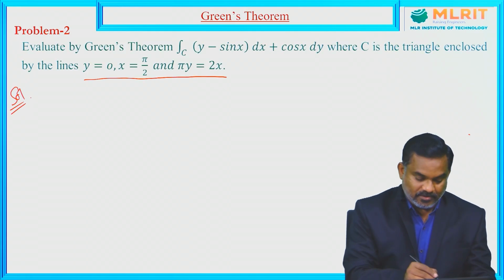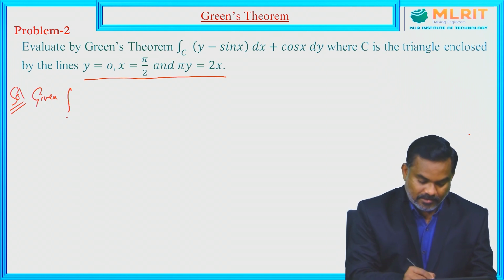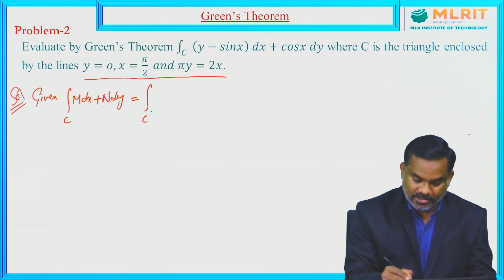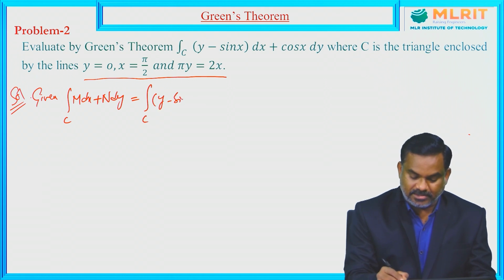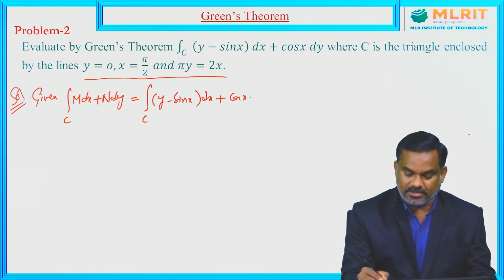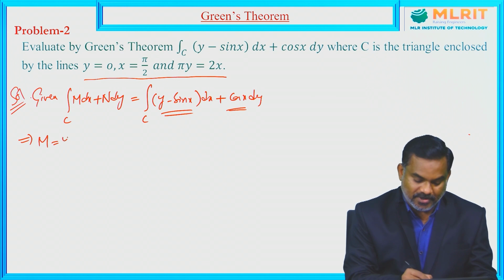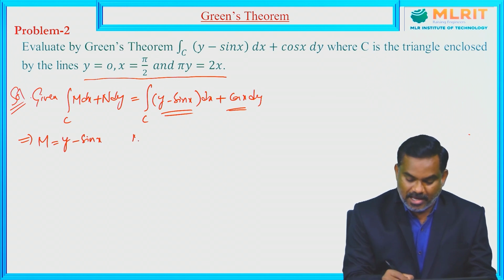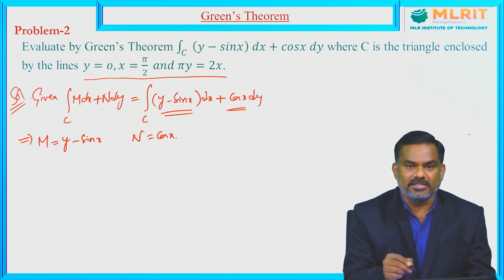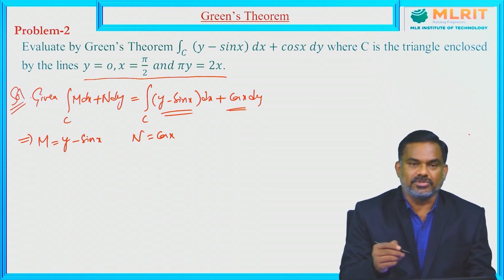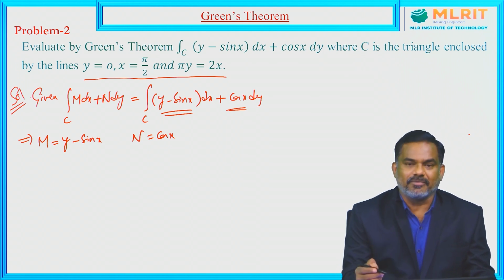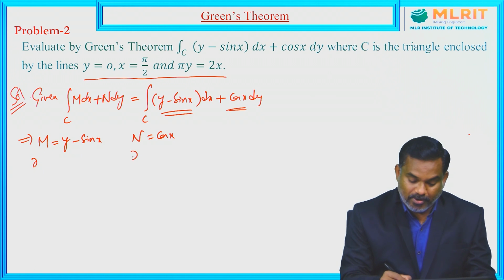Now the solution. The given line integral M dx plus N dy is the line integral of (y minus sin x) dx plus cos x dy. So we can identify these two functions: M is y minus sin x and N is cos x. To apply Green's Theorem, we transform this into a surface integral, and to evaluate it we need to calculate ∂N/∂x and ∂M/∂y.